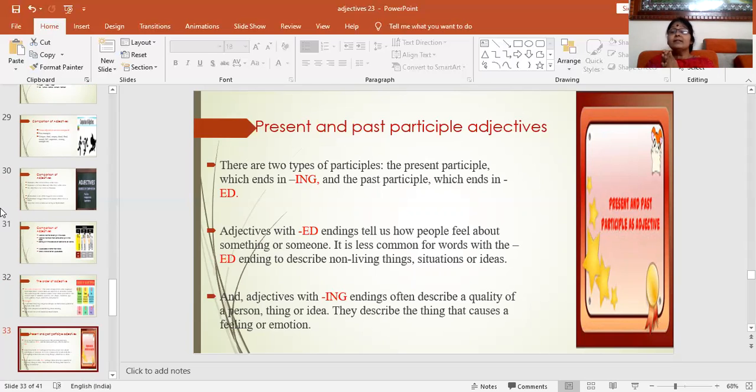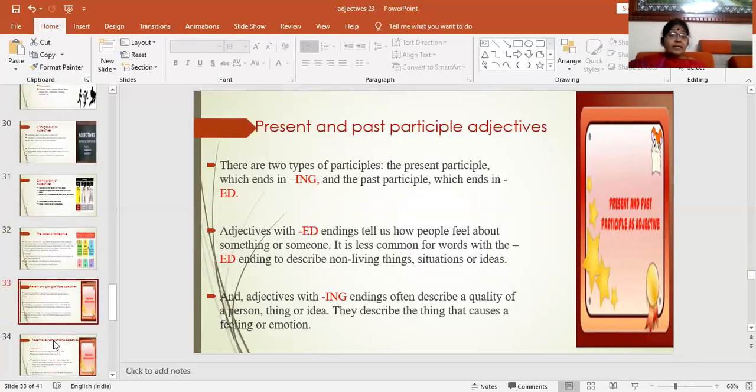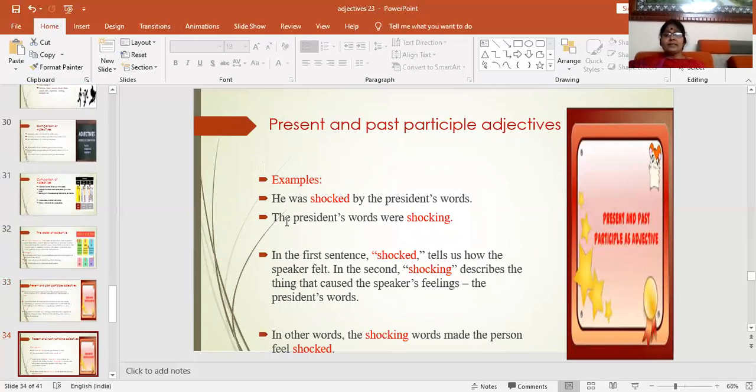So what do we understand? That adjectives are of present participle and past participle, right? And the present participle ends in ing form and the past participle ends in ed form. Then we also know that adjectives with ed endings tell us how people feel about something or someone, right? It is less common for words with ed ending to describe non-living things generally, living things, right? Situations or ideas. And adjectives with ing form, they describe a quality of a person, thing, or idea, right? So to have a better understanding, let us look at this example.